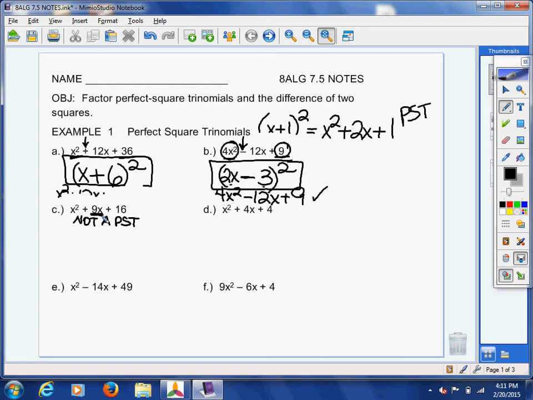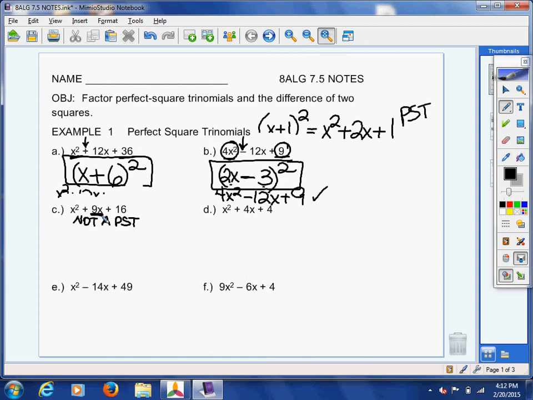Thank goodness we checked, guys, because if we hadn't checked, we would have written down our answer as x plus 4 squared, and that's not the answer at all. It's not a perfect square trinomial. So it is essential that you check this. It may look like it, but it may not be, all because of that middle term. First term may look great, last term may look great, last term may be positive, but if it doesn't check out when you do your 3-step check, then it's not a perfect square trinomial.